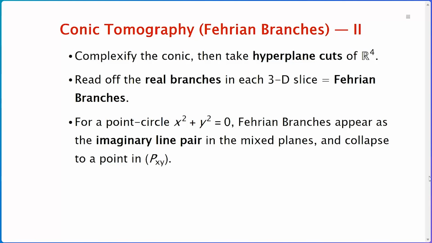In this context, consider the point circle, x squared plus y squared equals 0. Ethereum branches manifest as the imaginary line pair when viewed in composite planes, but they collapse to a point, the point circle, in the intrinsic Z plane. This gives an interpretable slice by slice picture of how the degenerate conic behaves across viewpoints.